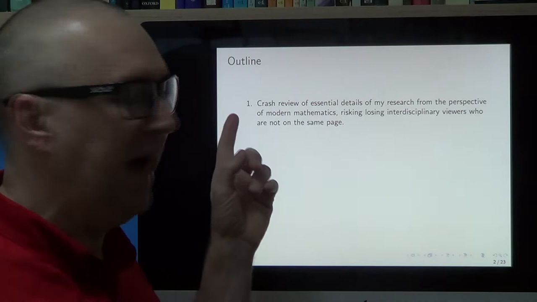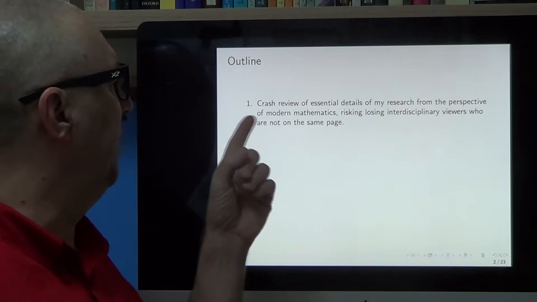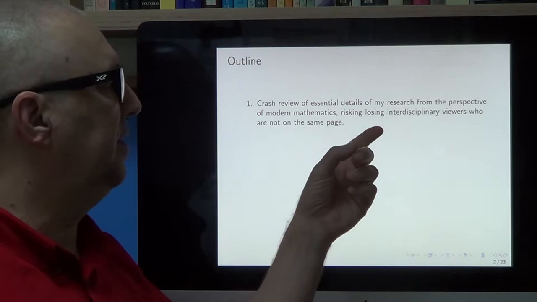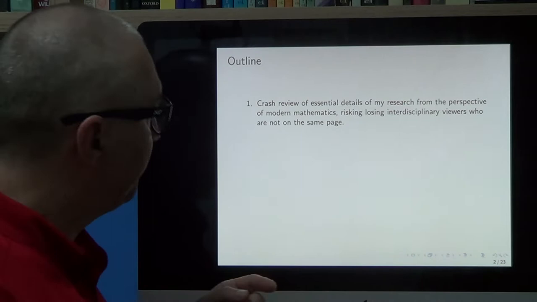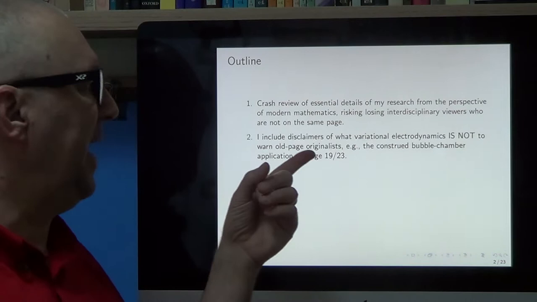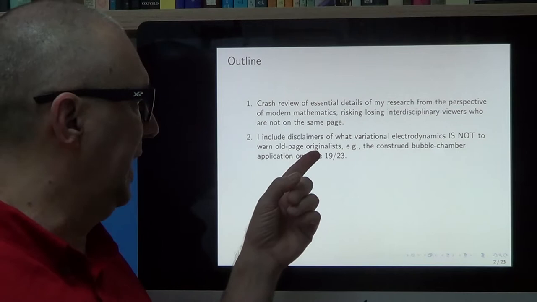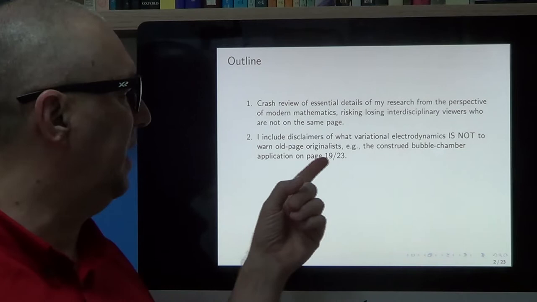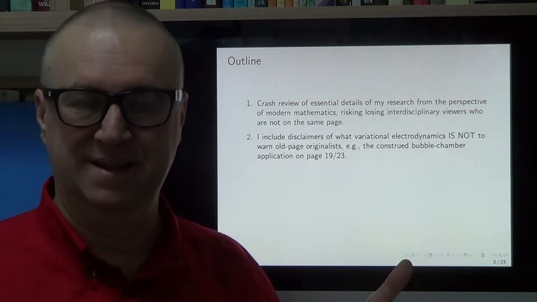The outline is a crash review of essential details of my research from the perspective of modern mathematics, risking losing interdisciplinary viewers who are not on the same page. I include disclaimers of what variational electrodynamics is not, to warn old page originalists. For example, the construed bubble chamber application on page 19 over 23. The seminar is 23 pages plus references.